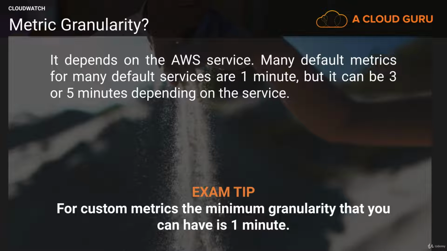Normal monitoring is every 5 minutes. Detailed monitoring is every 1 minute. And custom metrics, so things like RAM utilization, which we'll see coming up, the minimum granularity that you can have is 1 minute. Now, one important thing to note here is if you have just your default CloudWatch settings on for, say, EC2, you're only ever going to get 5 minute data points.